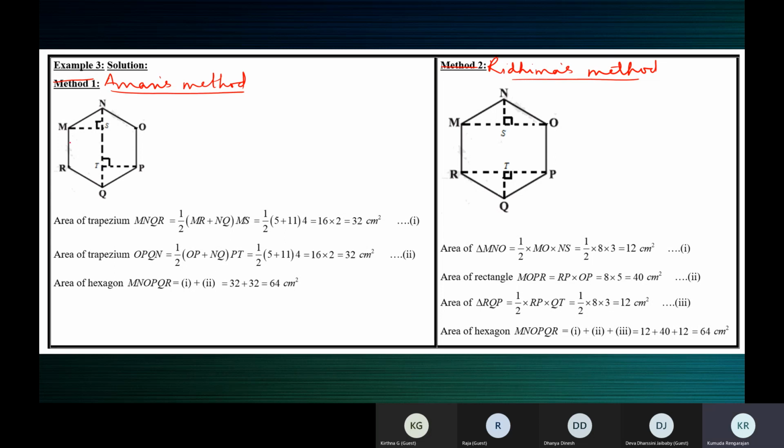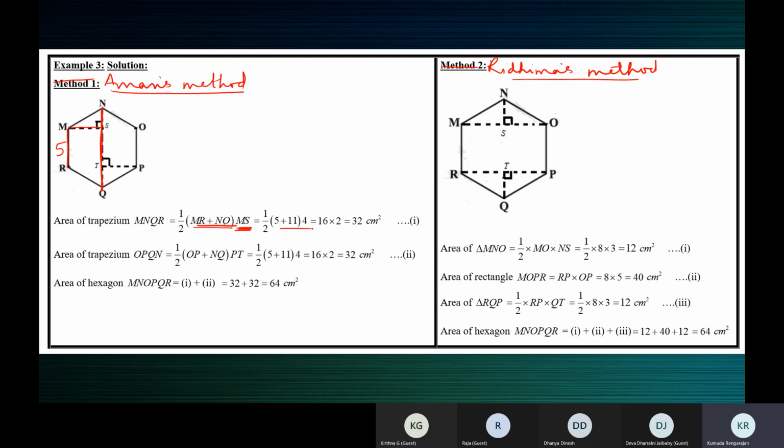So the parallel sides, children, let's do it once again together. What's the length of MR? 5 centimeters. Then NQ? 11 centimeters, ma'am. Yes, MR and NQ are the parallel sides. See here, half sum of parallel sides, MR plus NQ, into the distance between them, which is MS. Do we understand this? Half into the sum of parallel sides into the distance between them.